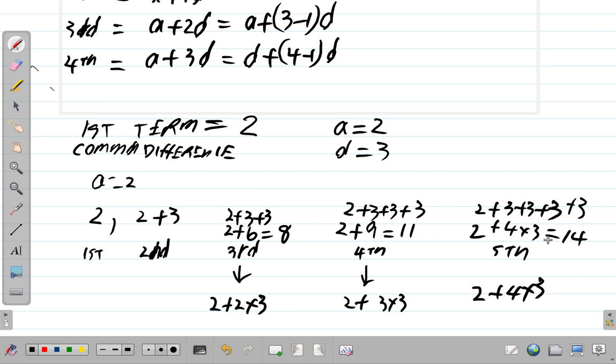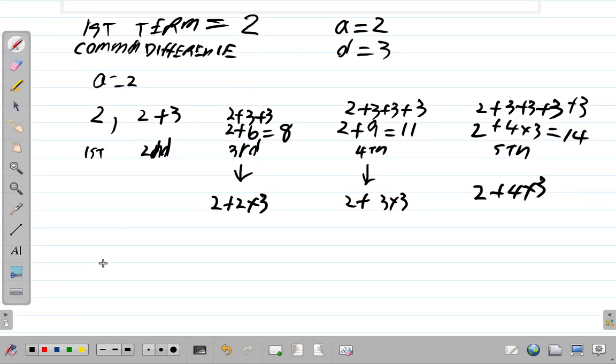So, the first 5 terms of this arithmetic sequence are 2, 2 plus 3 gives you 5. Then we have 8. Then we have 11. Then we have 14. Good. So those are the first 5 terms of the arithmetic sequence. And notice the first term is just 2. The second term, term number 2, is 2 plus 1d, which is 2 plus 1 times the 3.